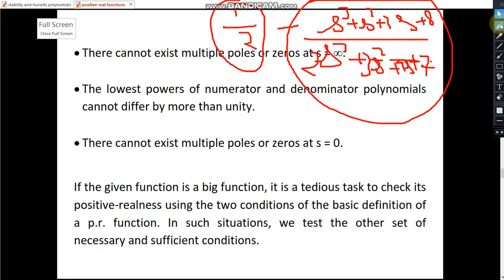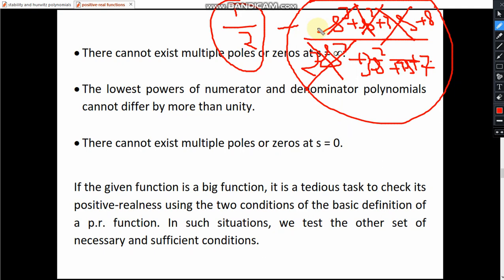But suppose if I say that this term is not there, now if I substitute s equals to infinity, this will become infinity. Now if suppose this is not there, then again a finite value of 1 by 3. Now suppose this is not there, then if I substitute s equals to infinity, this will become 0. So there is a 0 at s equals to infinity. But if suppose this term is also missing, then the highest power is 0 here, highest power is 2 here. Now we will consider that there are two zeros at s equals to infinity.